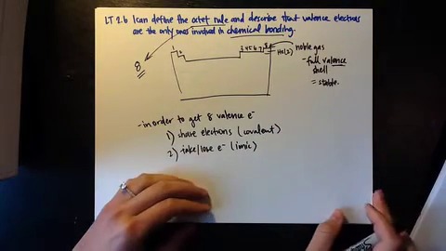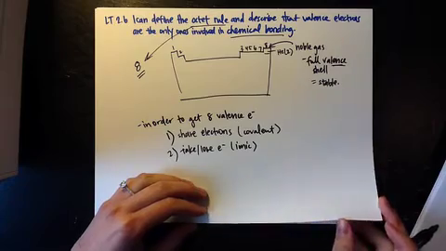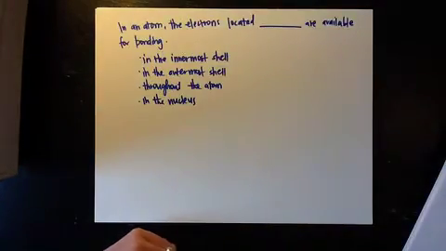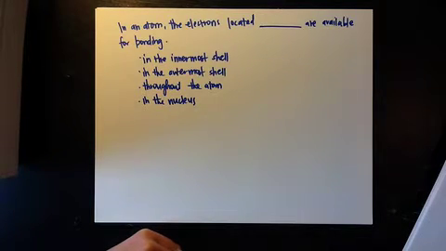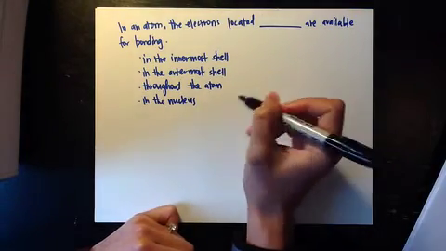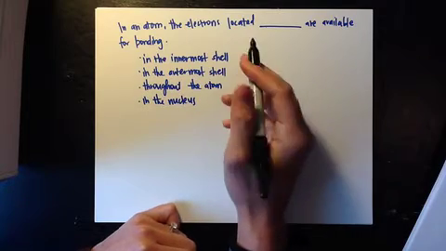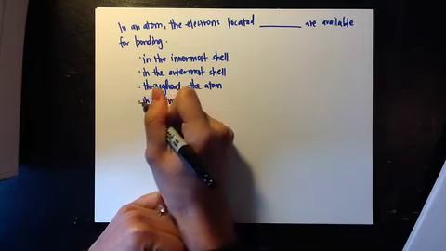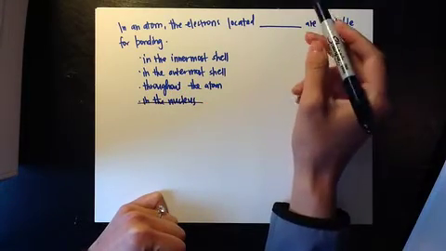All right. Given all of this information, let's go ahead and take a look at our practice question. This practice question is as follows. In an atom, the electrons located blank are available for bonding. So you don't really have to think about what type of bonding, you're just looking at which electrons are available for bonding. Well, first of all, let's take a look at D, the electrons located in the nucleus. Please show me a magical atom in which there are electrons in the nucleus. That would be amazing.